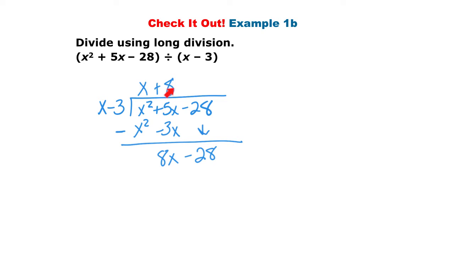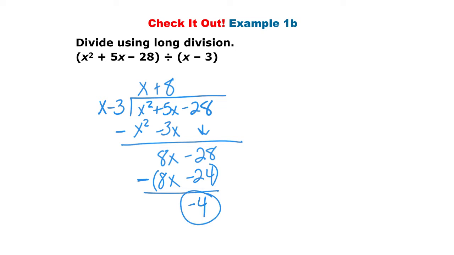And I multiply everything out. 8 times x is going to be 8x. And 8 times -3 is going to be -24. Just like before, we subtract everything. Sometimes I like to put parentheses there to remind me that we're subtracting everything, because sometimes it's easy to miss this negative. So 8x minus 8x is nothing. -28 minus a -24, that would be just like adding, so I'm at -4.